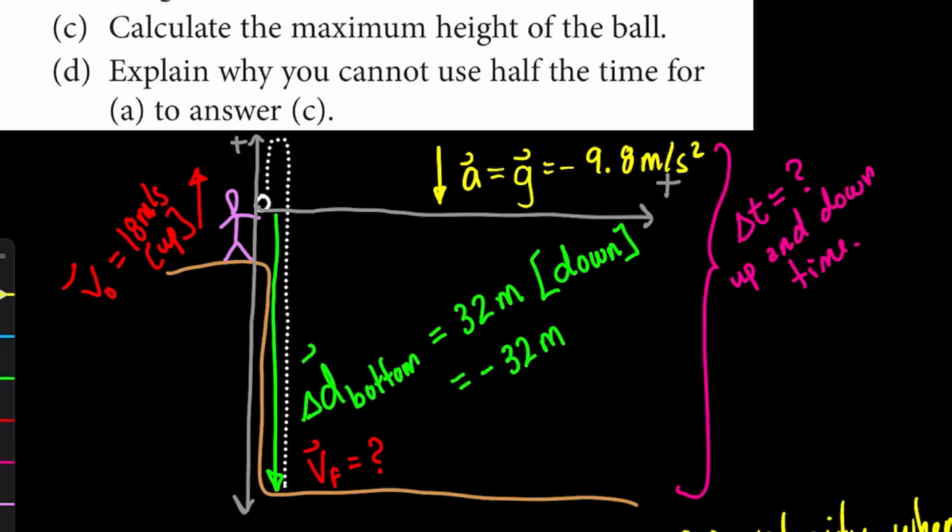Part C in this question is asking us to calculate the maximum height of the ball. So now we're looking for another displacement. From our diagram, delta D top is the displacement from the hand to the very top. But they're asking for the maximum height of the ball, so we have to consider from the ground to the maximum height. We're going to have to add up our delta D bottom and our delta D top.